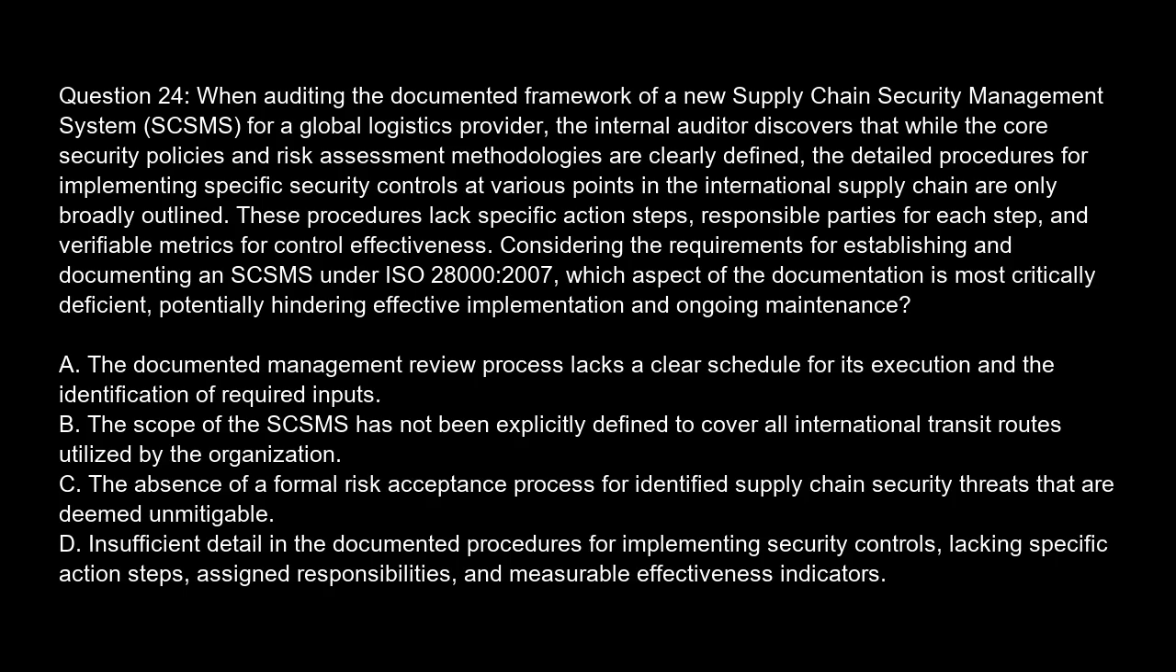Option A. The documented management review process lacks a clear schedule for its execution and the identification of required inputs. Option B. The scope of the SCSMS has not been explicitly defined to cover all international transit routes utilized by the organization. Option C. The absence of a formal risk acceptance process for identified supply chain security threats that are deemed unmitigable. Option D. Insufficient detail in the documented procedures for implementing security controls, lacking specific action steps, assigned responsibilities, and measurable effectiveness indicators.